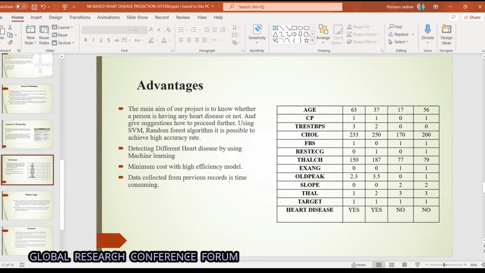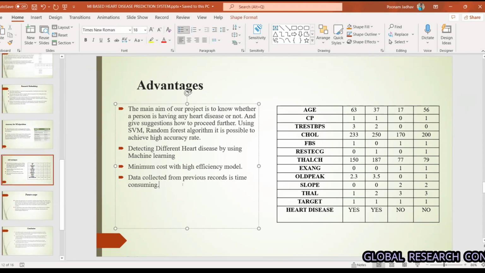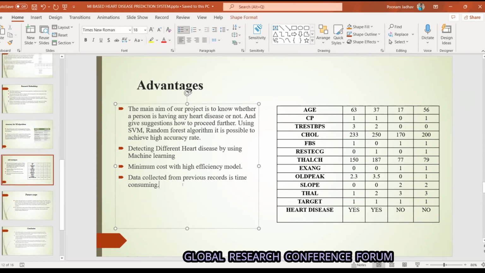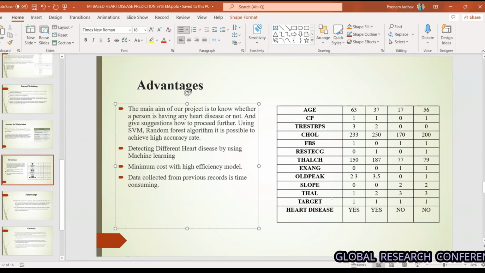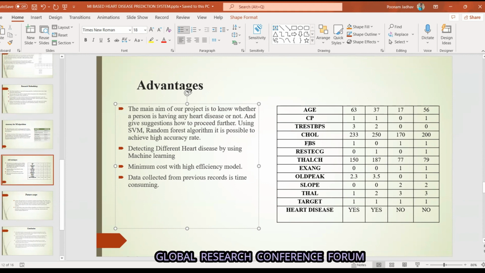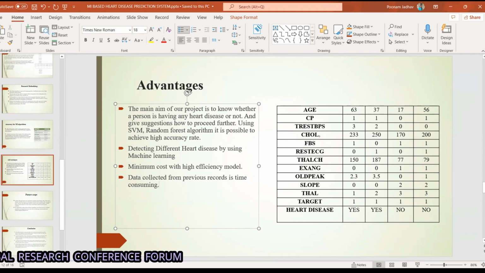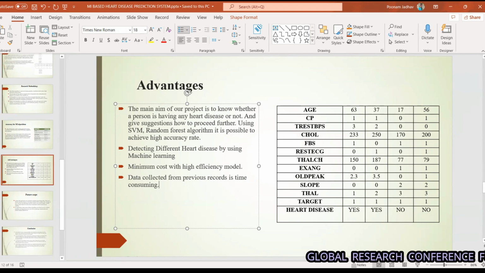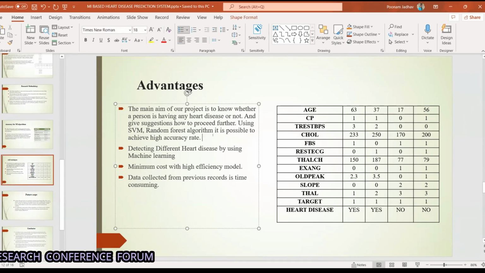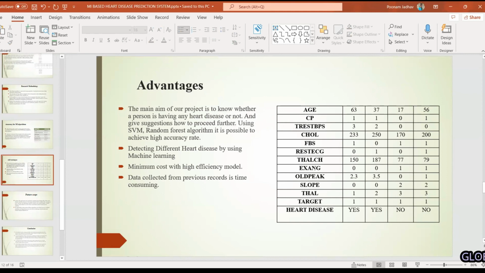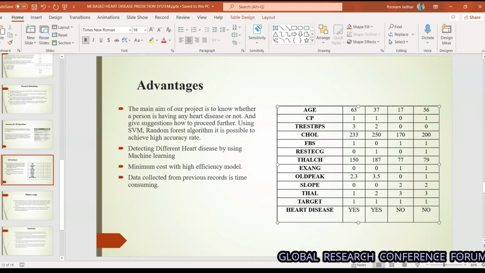Collecting data from previous records is time consuming, and we are also sending data from one hospital to another using machine learning technology. These are the different parameters that we are using: age, CP, trestbps, chol, FBS, rest ECG. These are the different features we use in a report, which we get when we take heart image processing or an MRI.